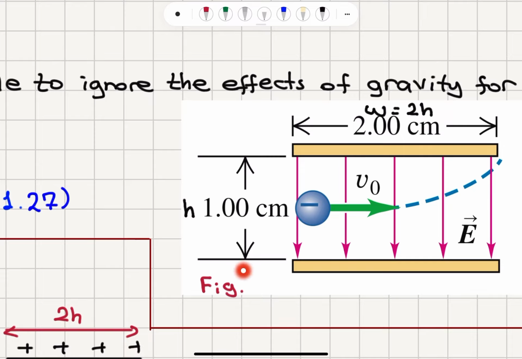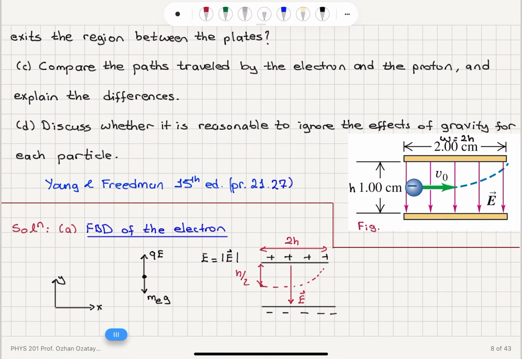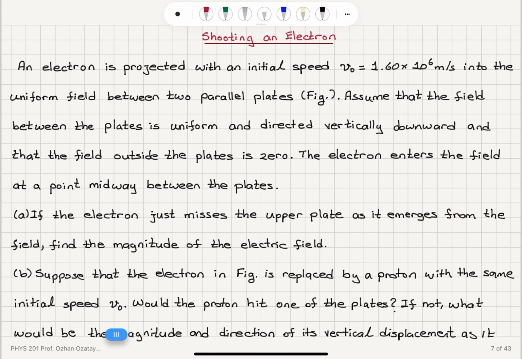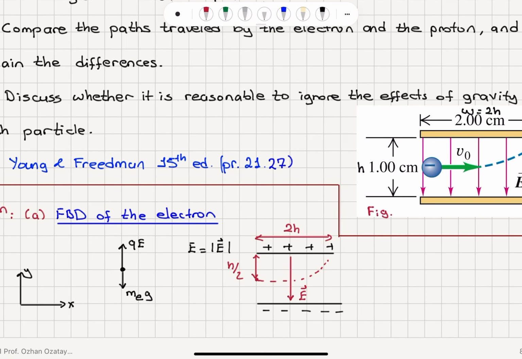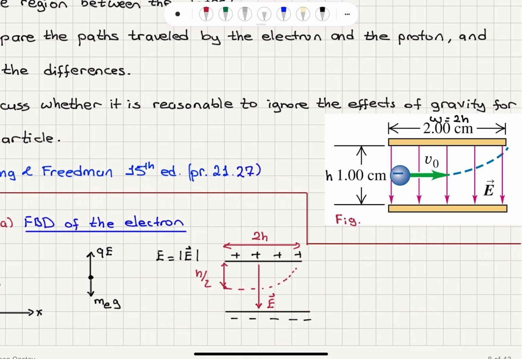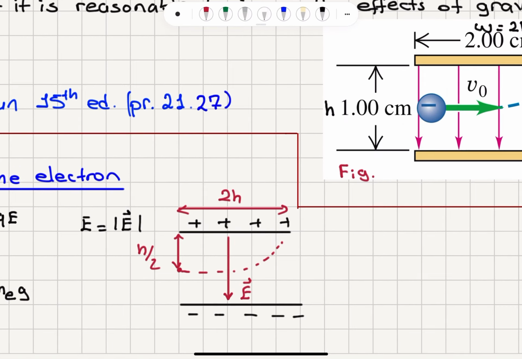Now you can see height h is 1 centimeter, width w is 2h or 2 centimeters. That is what is shown in the figure for the geometry of the plates. Okay, so the free body diagram of the electron shows that there is the mass of the electron times the gravitational acceleration pointing down. Because the electric field is pointing down, that means we have a positive charge distribution on the upper plate and negative charge distribution on the lower plate, so that the electric field points down.